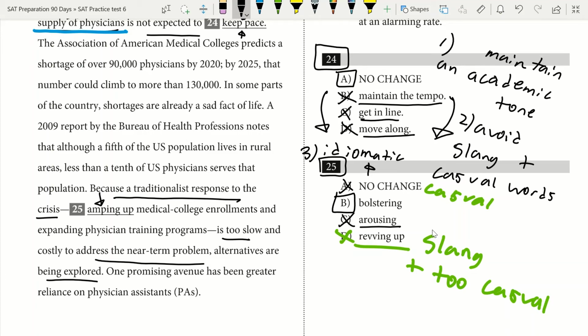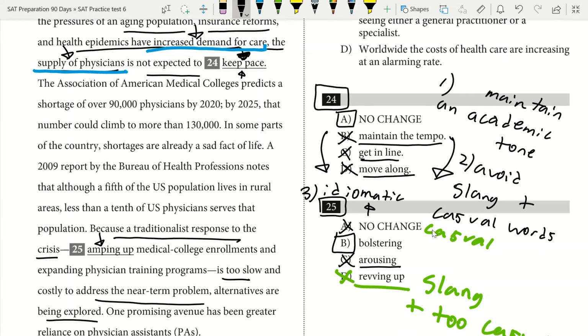So the big tip that I want you to take away from this video is: if you have one word or a couple of words underlined in the middle of a sentence or at the end of a sentence, as in 24, and you see that your answer choices are all different root words, like in 24 and 25, then you want to maintain an academic tone, which most passages on the SAT writing section have. You also want to avoid slang and casual words, and then make sure it's idiomatic.